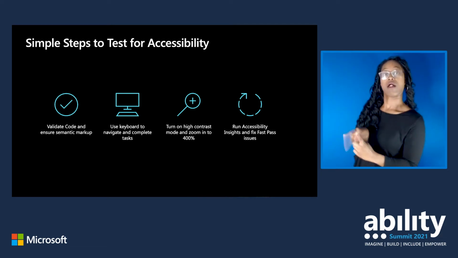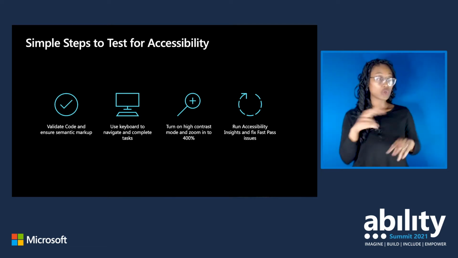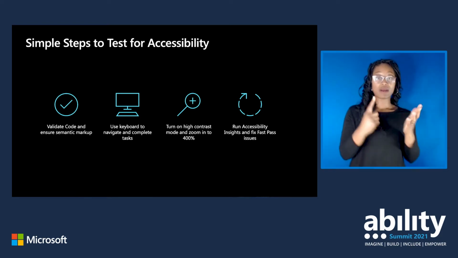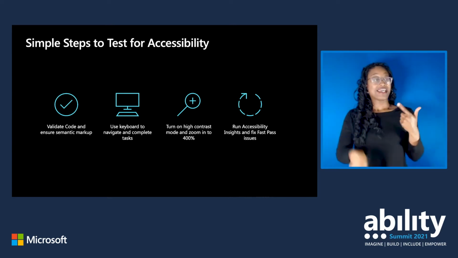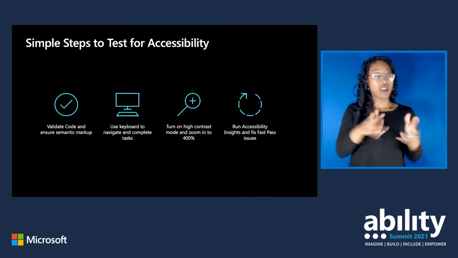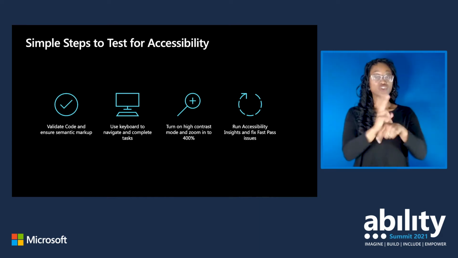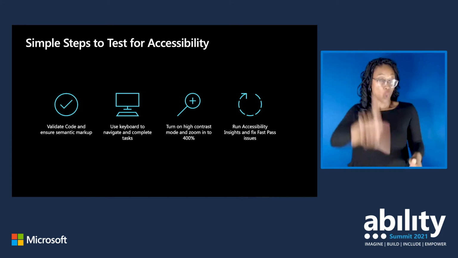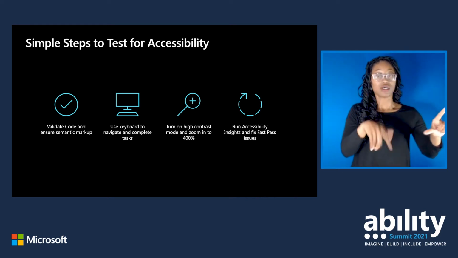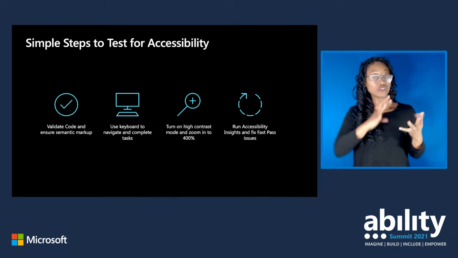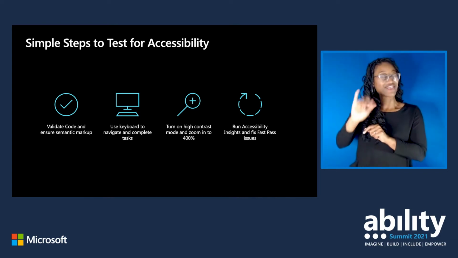So we're going to be looking at ensuring semantic code. Next, we're going to be ensuring keyboard navigation. And we're going to investigate usability for folks with low vision by checking high contrast mode and screen magnification. And finally, we'll look at using the Accessibility Insights tool to find and fix low-hanging fruit.